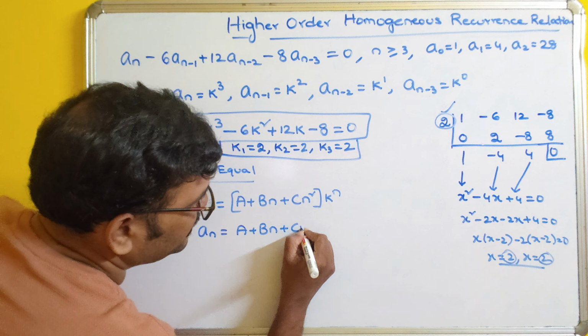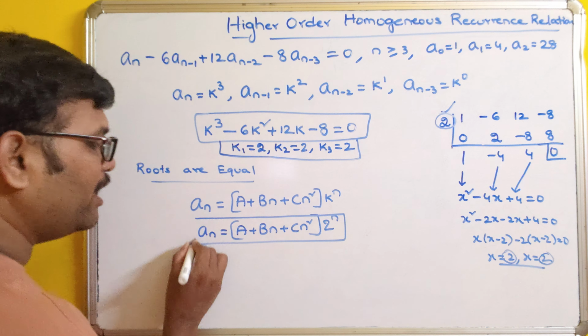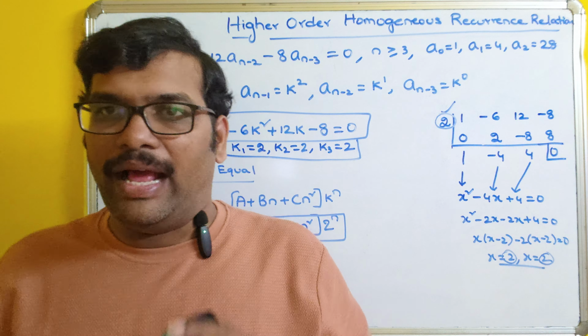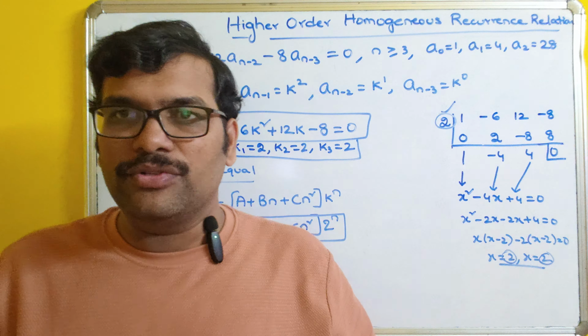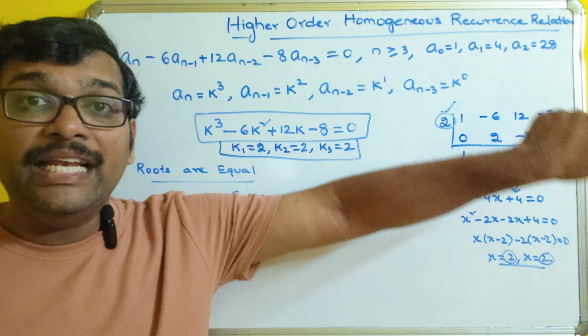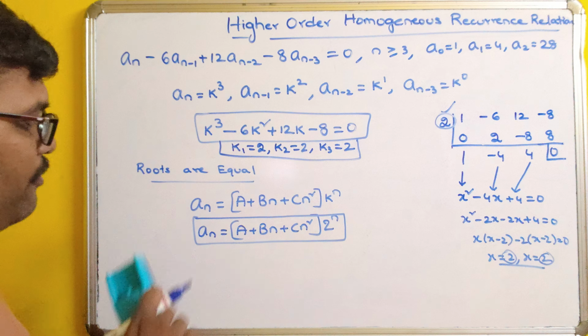What is the k value? 2 power n. Okay. Now we need to avoid the constants. So here we got some initial values. If there is no initial values, this will be the solution. Obviously this will be the solution if there is no values. But here we have given some initial values, a0, a1 and a4.